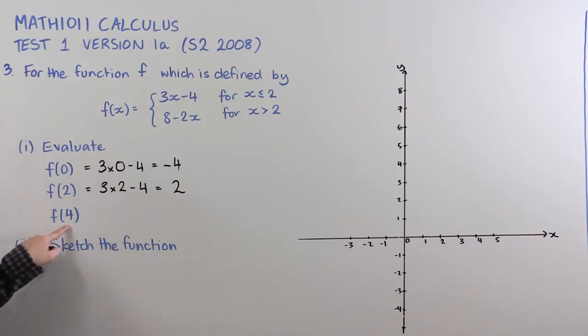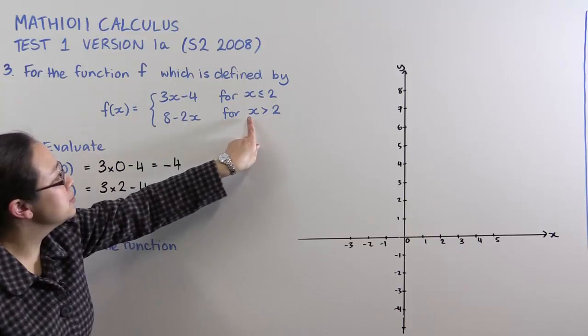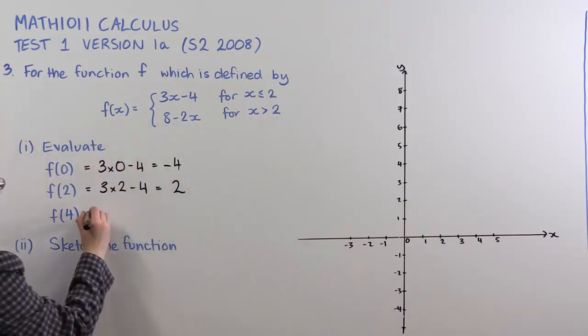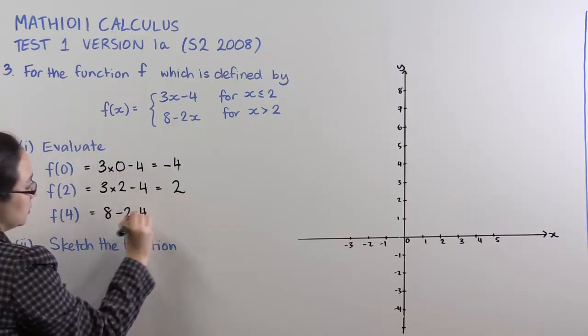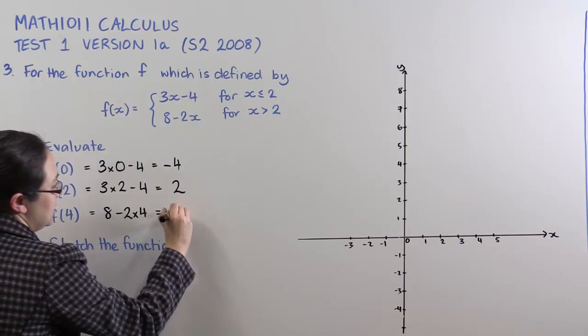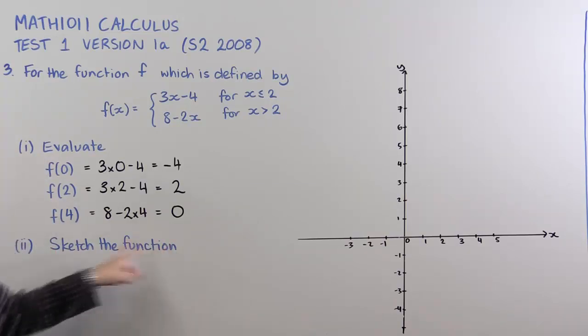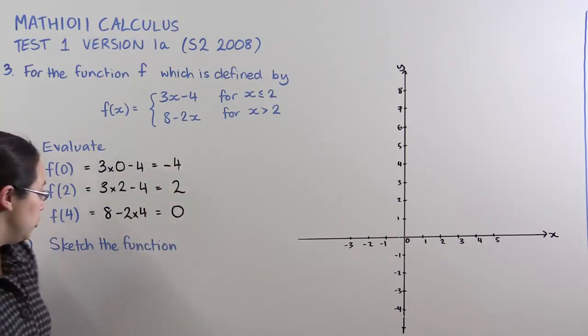Now, when x is 4, so f of 4, we're going to use the second rule here because 4 is bigger than 2. So 8 minus 2x is our rule. So f of 4 is 8 minus 2 lots of 4. Well, 8 minus 8, that's 0. So we've just evaluated the function at particular values 0, 2, and 4. Now we're asked to sketch the function. So these values should be on our sketch and we'll make sure that that's true.